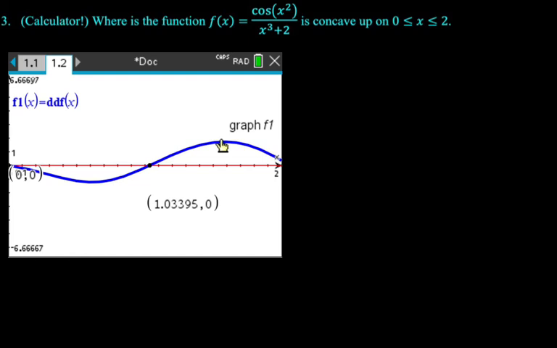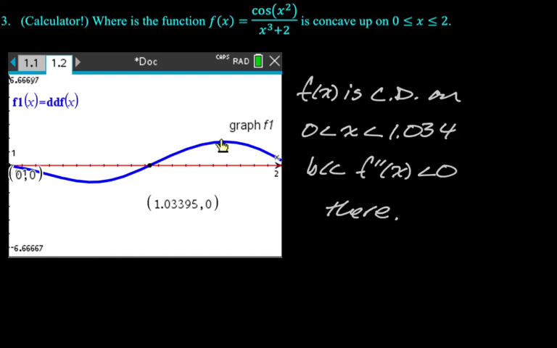But anyway, we're looking for concave up, and concave up would be, I gave the complete wrong answer here. Concave up would be 1.034 to 2. I accidentally answered concave down. F of x is concave down on 0 to 1.034 because f double prime is less than 0 there. The correct answer to this question is f of x is concave up on 1.034 to 2 because f double prime is greater than 0 there.